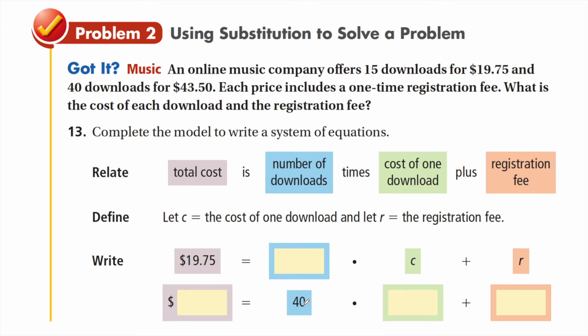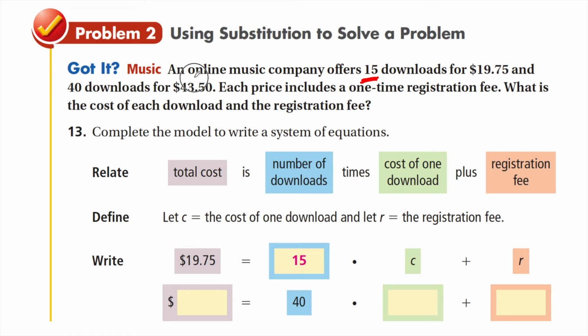The total cost is number of downloads times the cost of one download plus the registration fee. So if we let C equal the cost of one download and let R equal the registration fee, we can then create two different actual equations, creating a kind of system. Our very first one represented $19.75 because that is our total cost of buying 15 downloads at a certain price. So I know it's going to be a 15 right there.